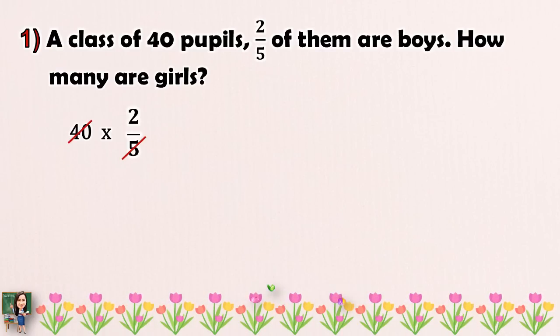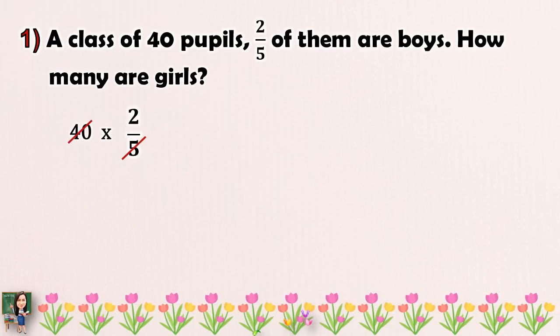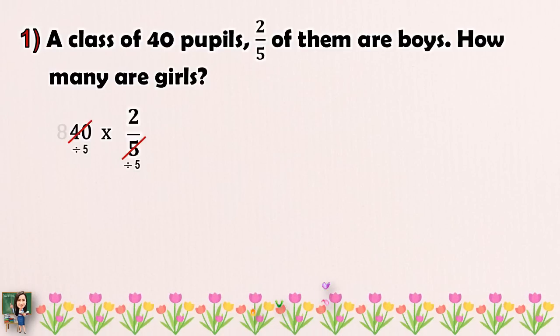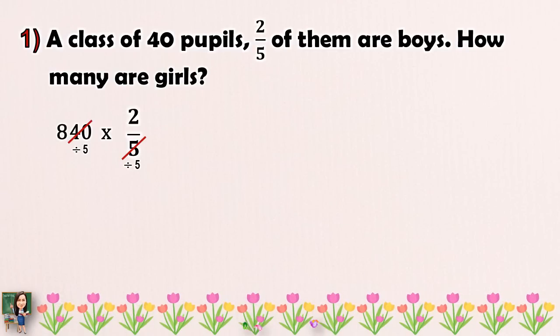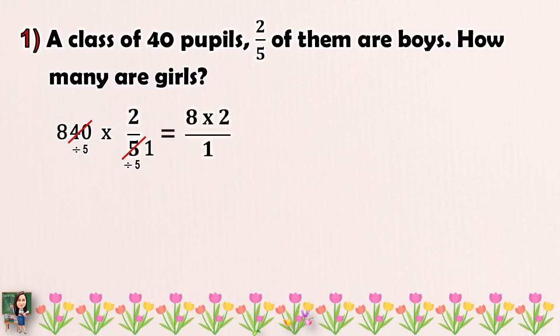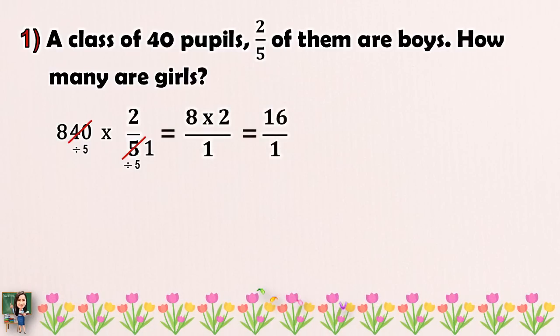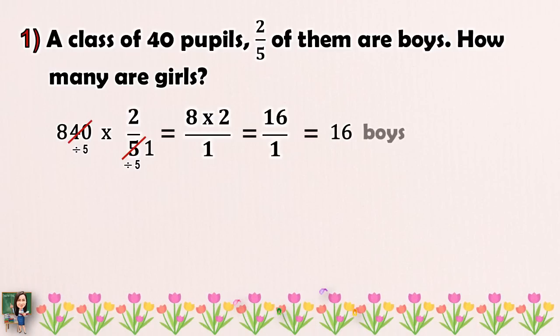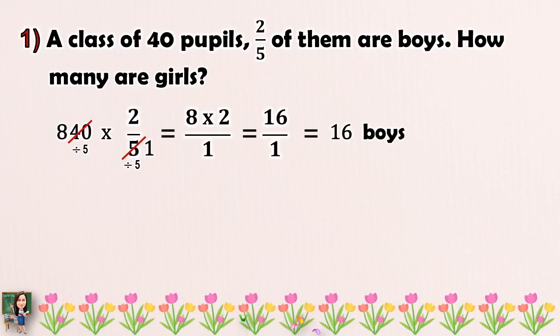Use the cancellation method and get the GCF of 40 and 5. So the GCF is 5. 40 divided by 5 equals 8. And 5 divided by 5 equals 1. Now multiply. 8 times 2 equals 16 over 1. 16 divided by 1 equals 16. So there are 16 boys out of 40 pupils.